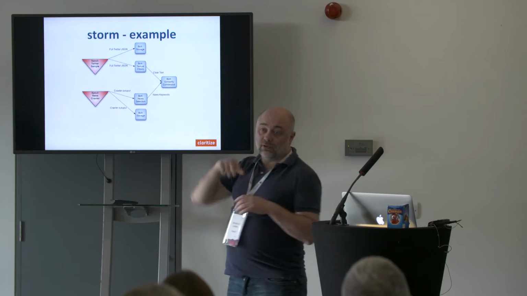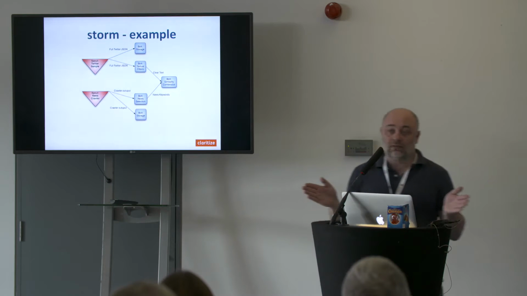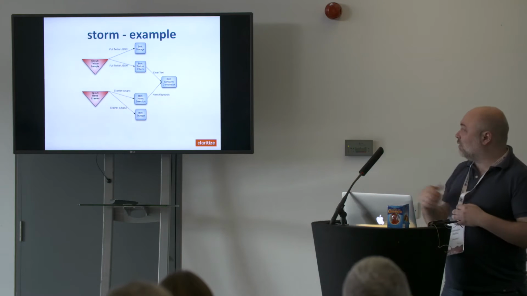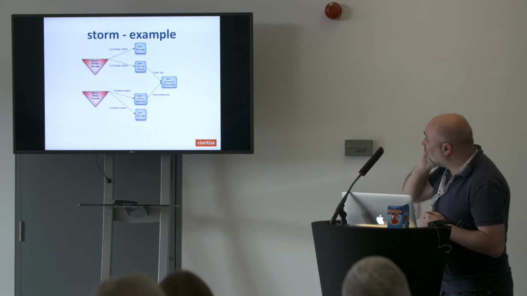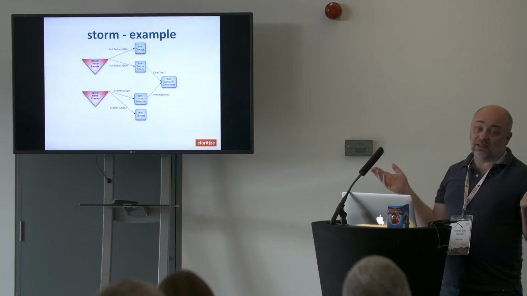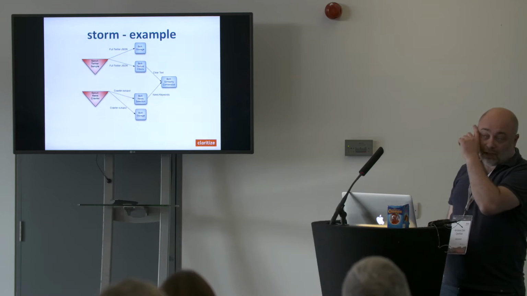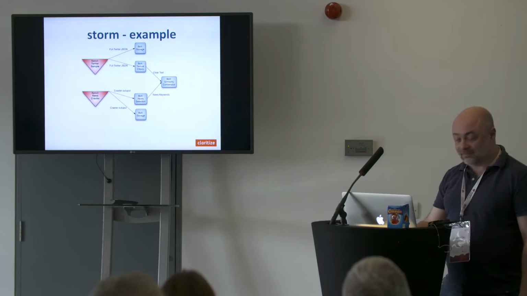So it's a classic case of you might be doing a join between two different bolts. Maybe you're correlating, I think in this case, news output with Twitter tweets. So maybe you're trying to find correlations between tweets and news outputs.